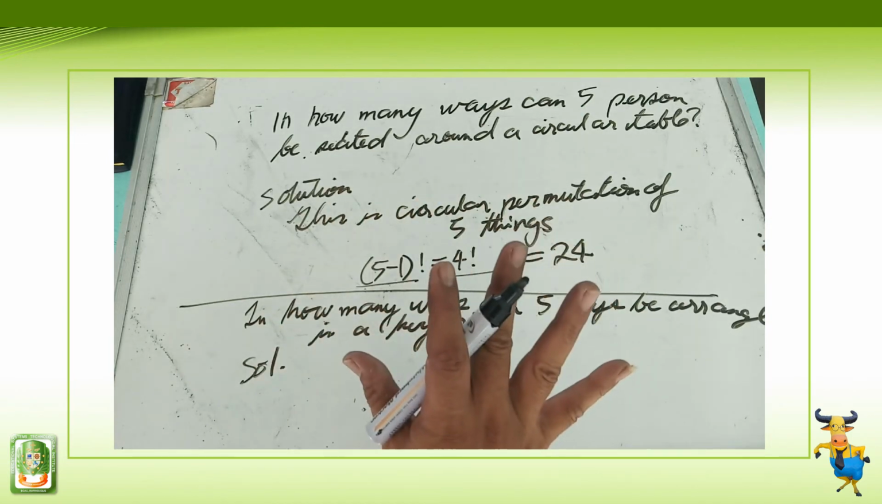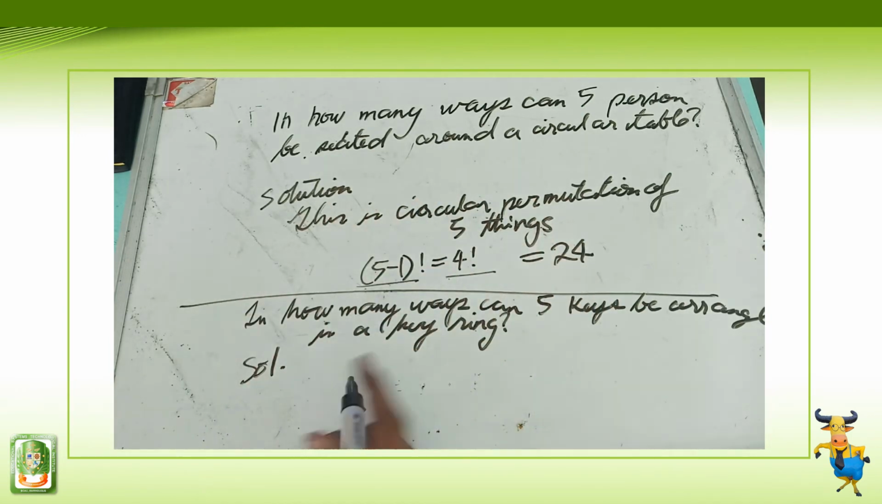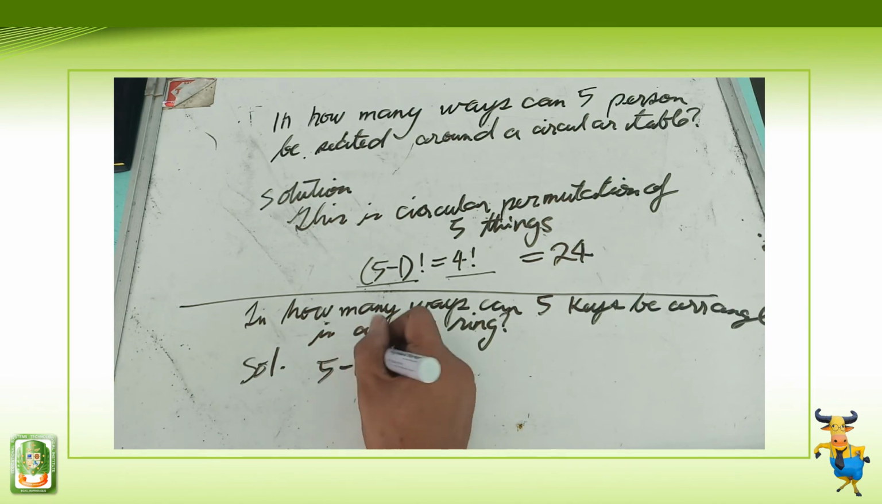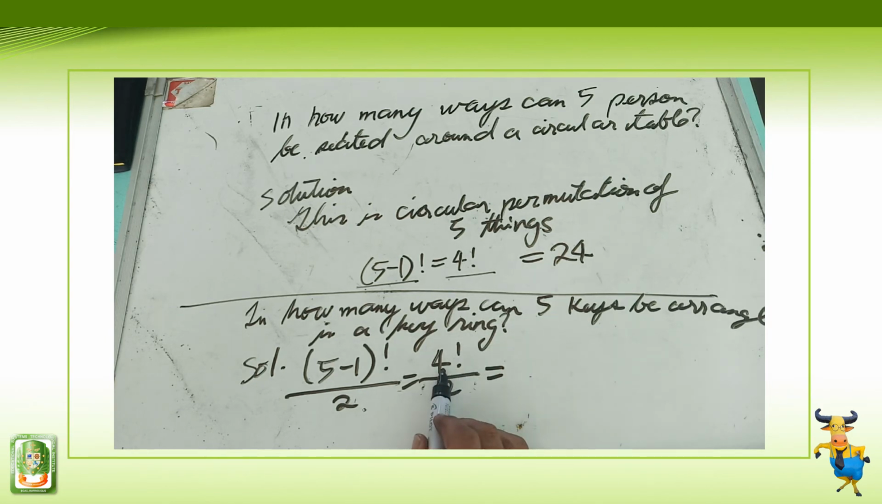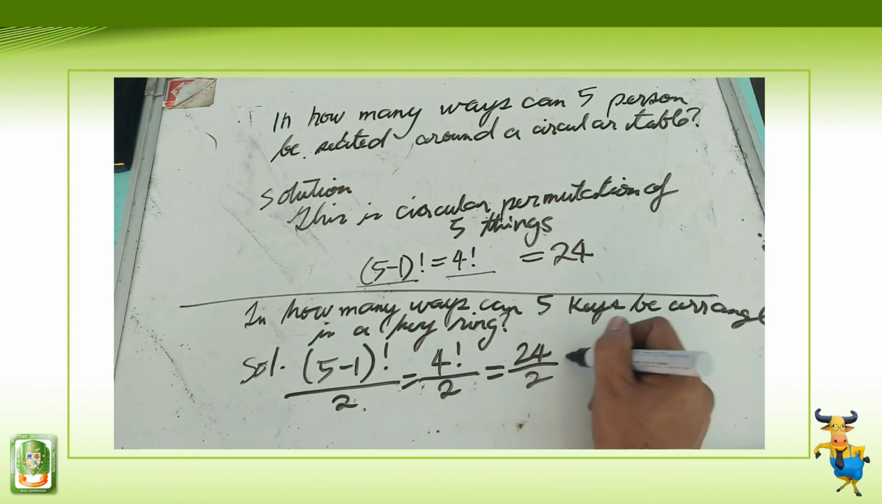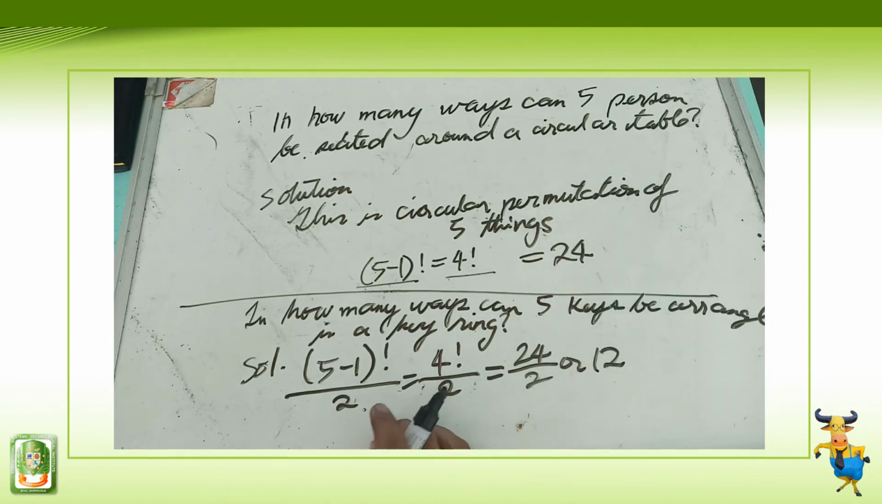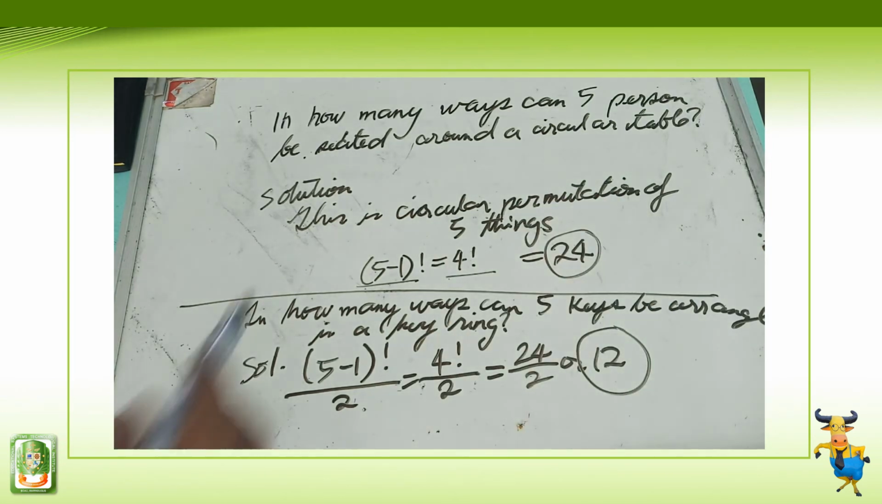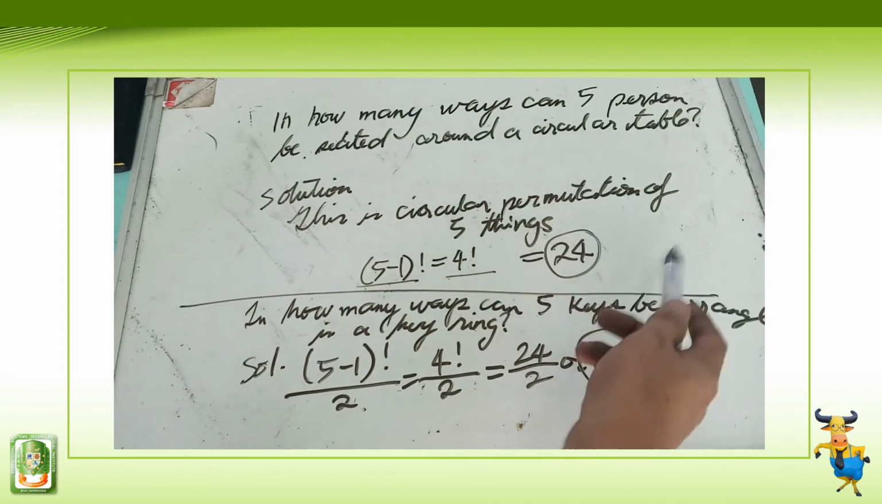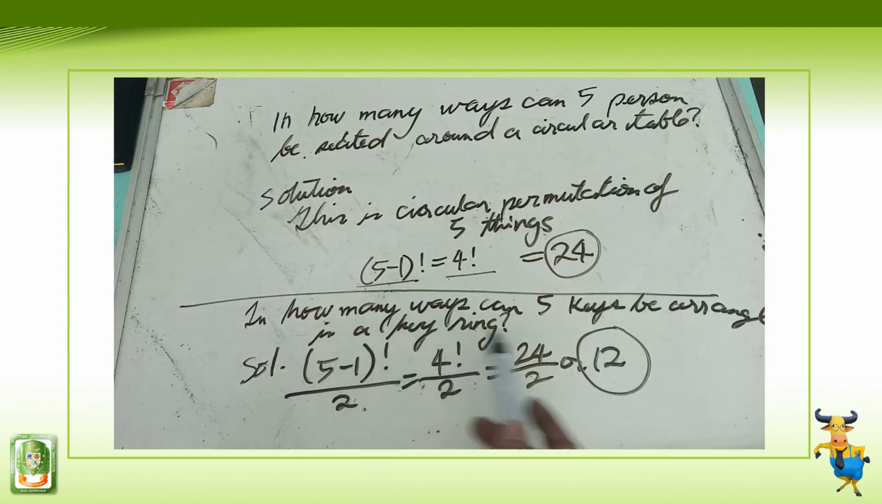The number of permutations of 5 keys around a key ring is 5 minus 1 factorial over 2, which is equal to 4 factorial over 2. So, it is equal to what? 24 over 2, or 12. So, that's it. So, this is the arrangement of the persons seated around the circular table, and the number of ways 5 keys can be arranged in a key ring. This is the arrangement.